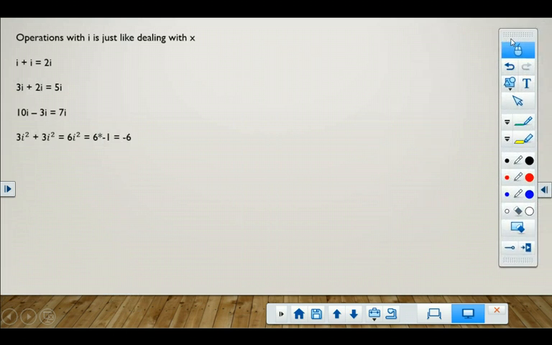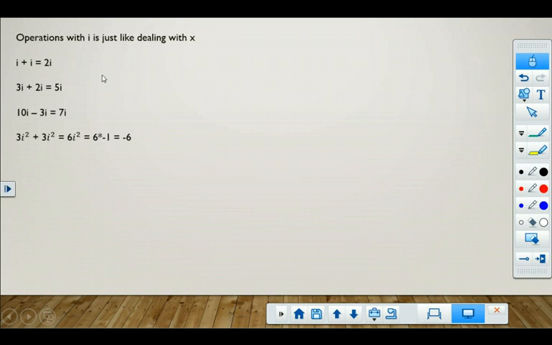Here's operations with i. You get rusty. i plus i is 2i. 3i plus 2i is 5i. 10i minus 3i is 7i. Same thing as your x. That's why they created i. They didn't create i and say, well, let's find a way to confuse students even more. No, it's the alternative. In other words, they want you to get rid of the square root of negative 1 as fast as you can so you can apply algebraic properties to i. And that's why.